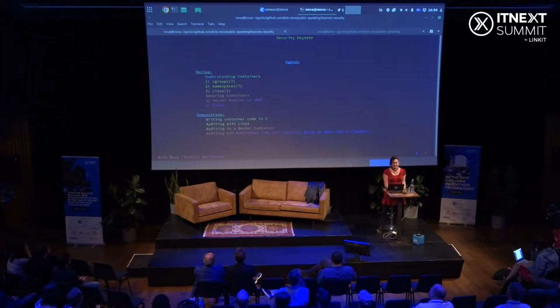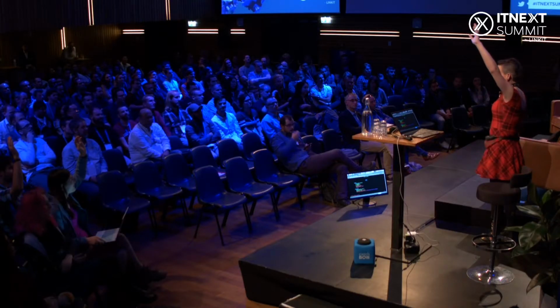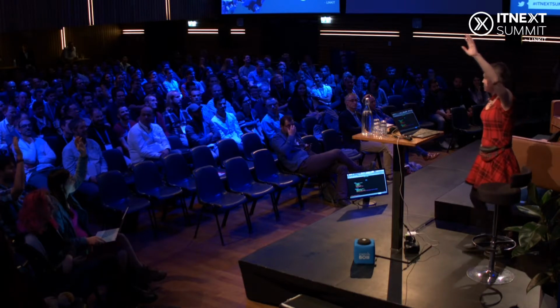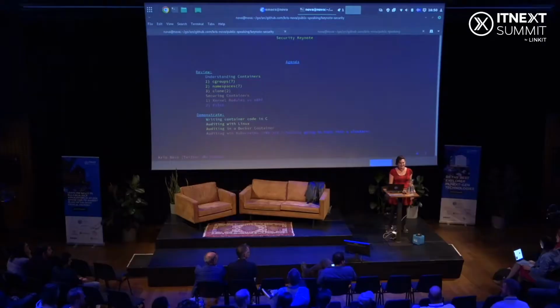So I want to get an idea of who I'm talking to today. Who here has run a container? Who here has built, keep your hands up, who here has built a container from scratch using the C programming language? Nice, nice, my people. We got three right here. This is the C kids group. It's like the lunchroom. These are the people who rate C.